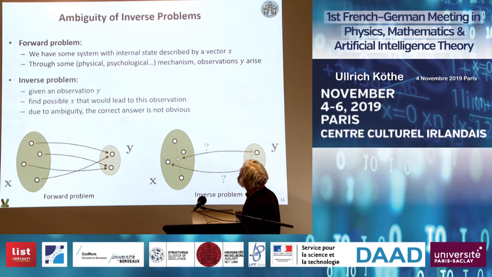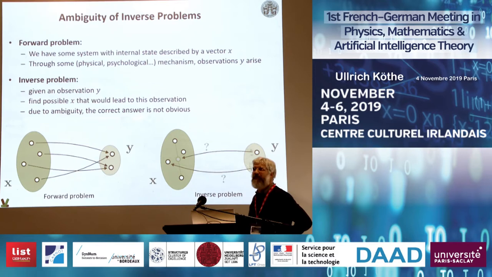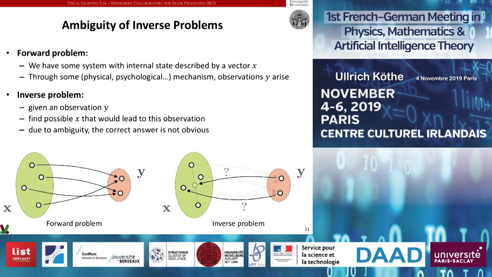So for physicists, this is of course something you are very familiar with. The forward problem is we have some system that we usually understand quite well. In this case, x are the parameters of our system, and then we have a physical mechanism which produces the observations. And here is a picture for the forward problem, and the problem is that this is usually ambiguous. So several x map to the same y, and then if you want to solve the inverse problem, given the observation y, it's not clear how we should resolve the ambiguity.